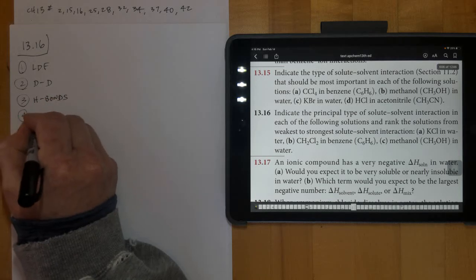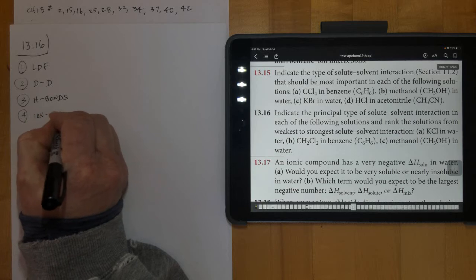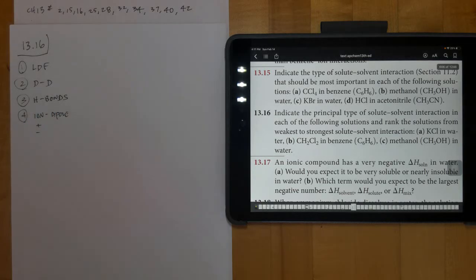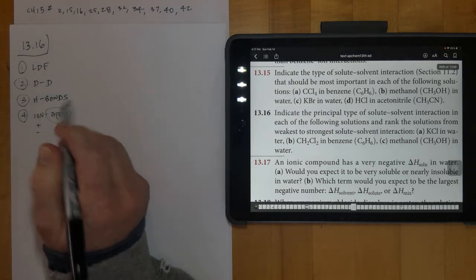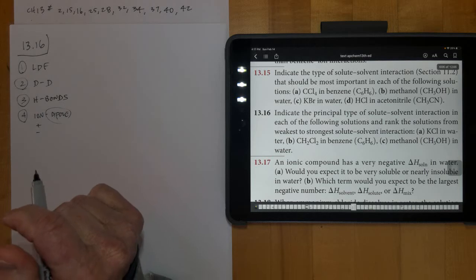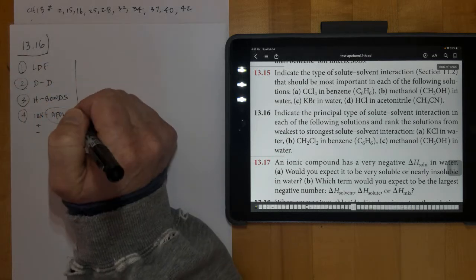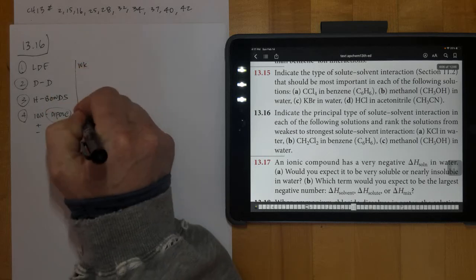And lastly, there would be ion-dipole interaction, and that would be where you have a charged particle, positive or negative, usually a metal or a non-metal, an ionic compound that's dissolving, with a dipole, something like water, something that has a dipole moment in it. And this is listed usually, depending on the size of the molecule, from weakest to strongest.